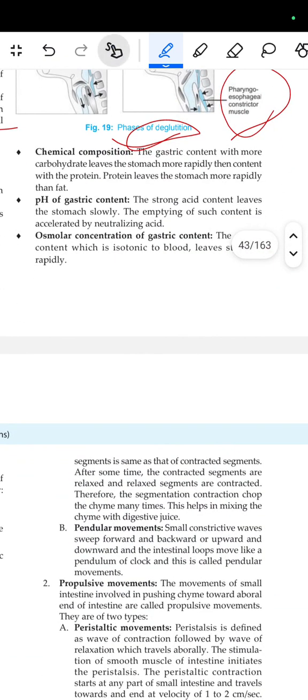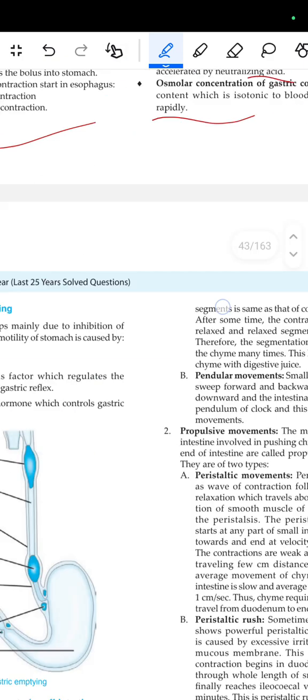Chemical composition: gastric content with more carbohydrate leaves the stomach more rapidly than content with protein. Protein leaves the stomach more rapidly than fat. pH of the gastric content: strongly acidic content leaves the stomach slowly. The emptying of such content is accelerated by neutralizing the acid. Osmolar concentration of the gastric content: gastric content which is isotonic to the blood leaves the stomach rapidly.